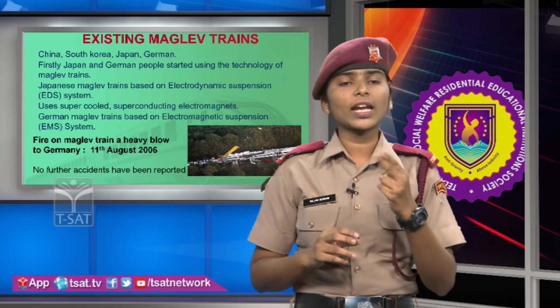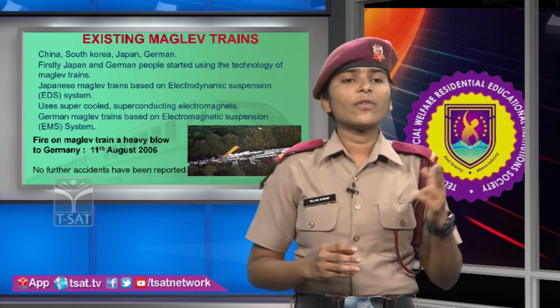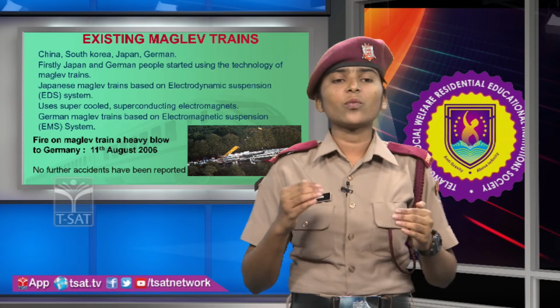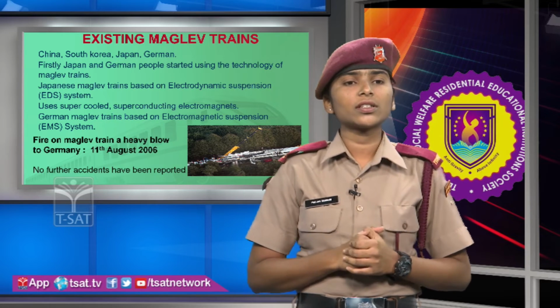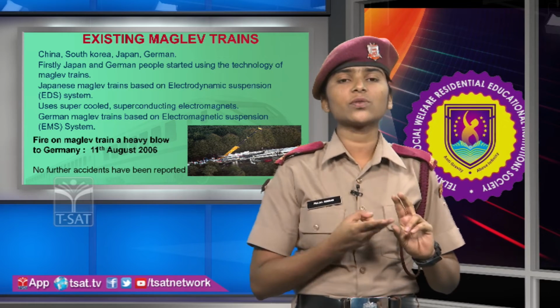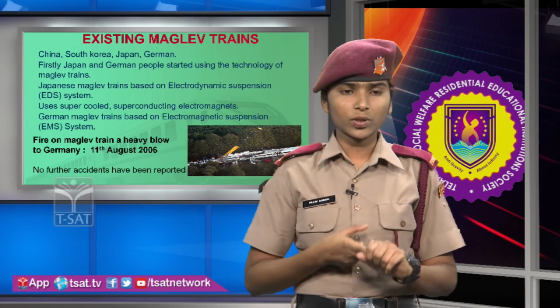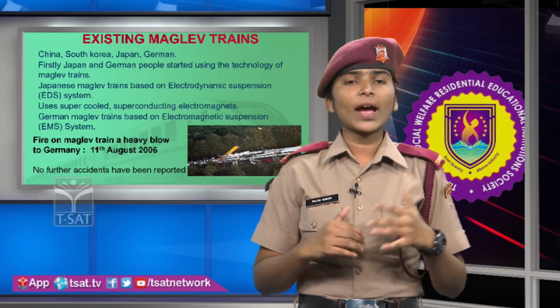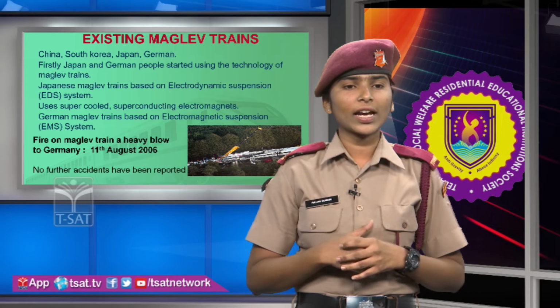But there are two types of systems they have used. The Japanese used the electrodynamic suspension system, whereas the Germans used the electromagnetic suspension system. These are the two techniques which were used in the levitation of maglev trains. Till now, I have explained how maglev trains work and the functioning of maglev trains.